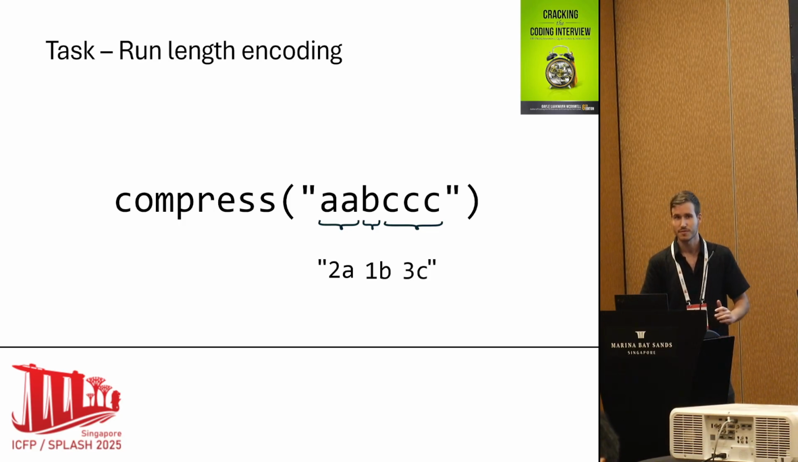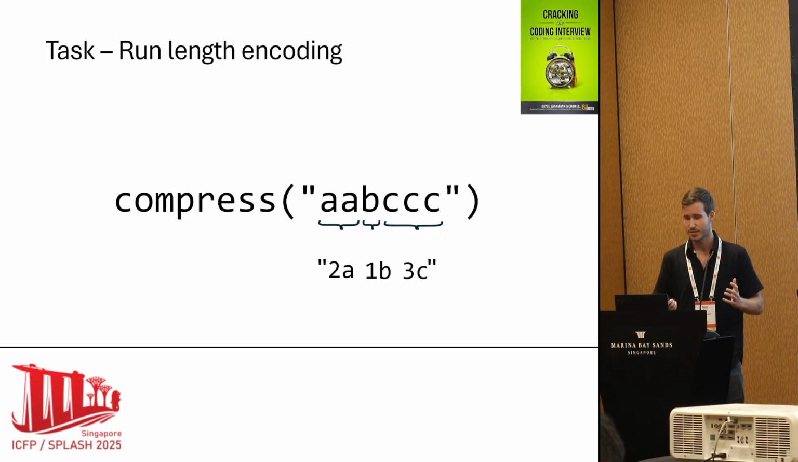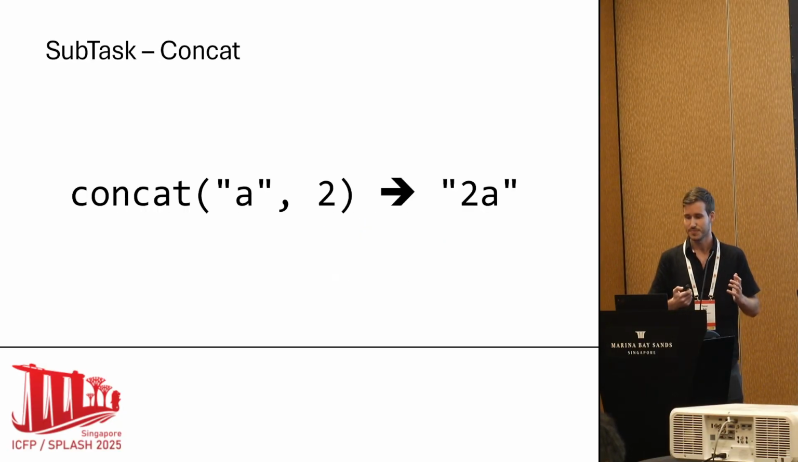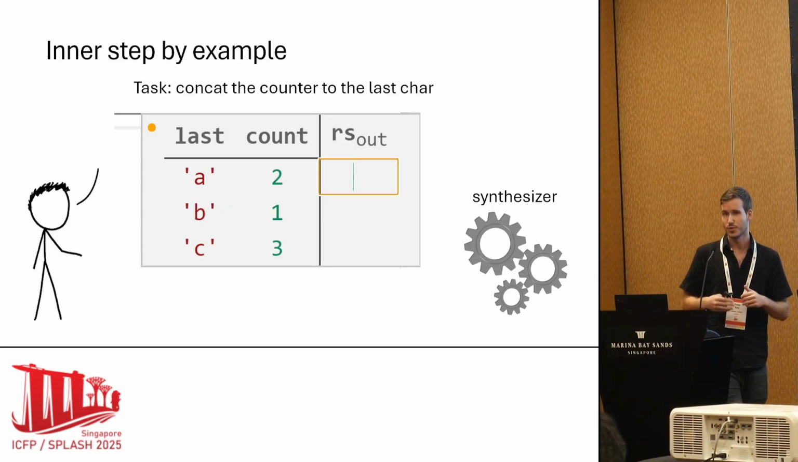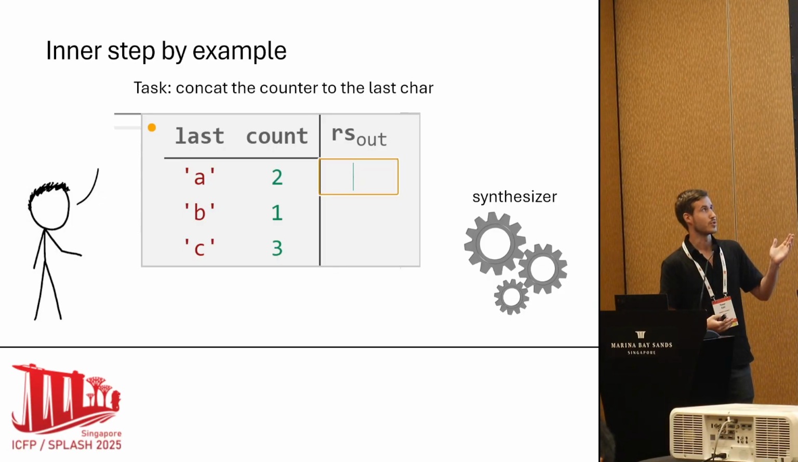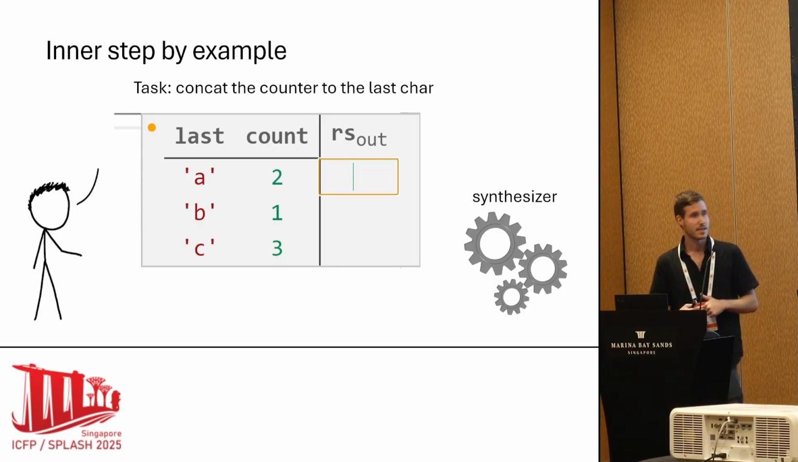But before trying to solve this, let's focus on the heart of the task, which is going to be the concatenation. So let's try to synthesize a function that gets a character and a number and concatenates them together. So how should it look? The user will invoke the synthesizer and get this projection box to fill. And let's say that in the first iteration, the user will only provide one example.